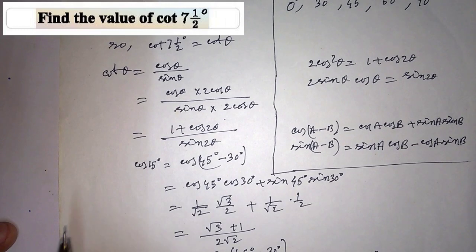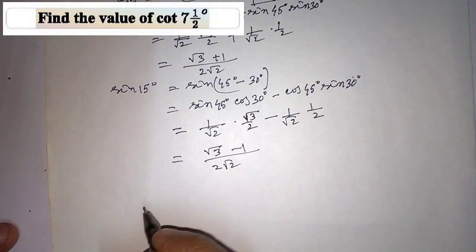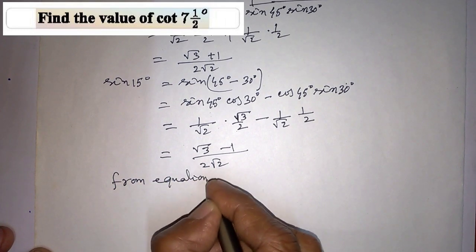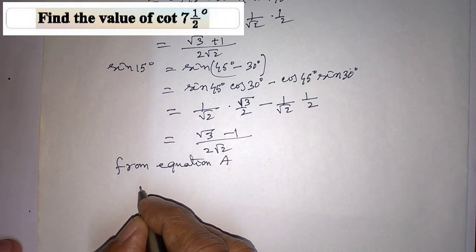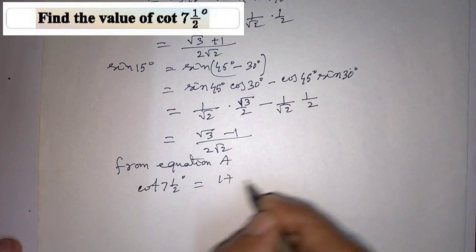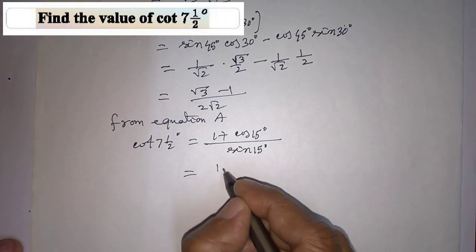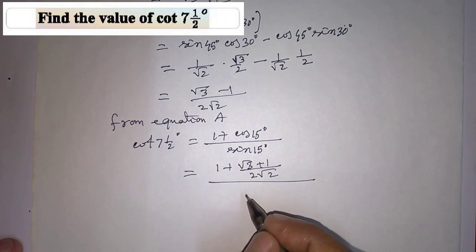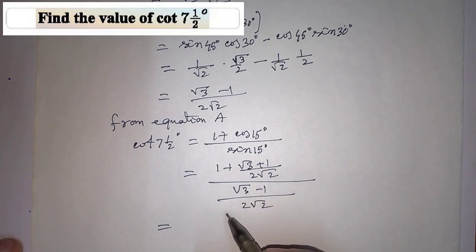See, here is cot theta. I am going to name it equation A. So from equation A, replace theta by 7.5 degree: cot 7.5 degree is equal to 1 plus cos 15 degree over sin 15 degree. Now after simplification, 2 root 2 will get cancelled out.